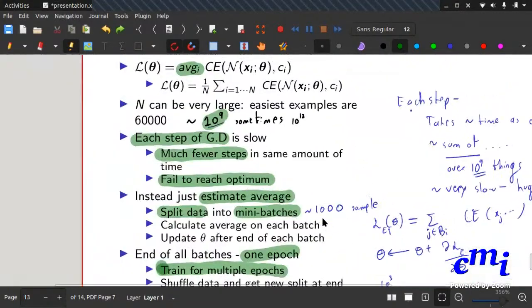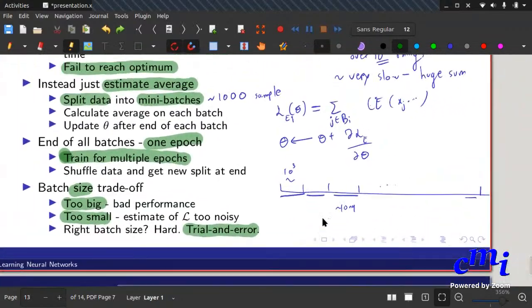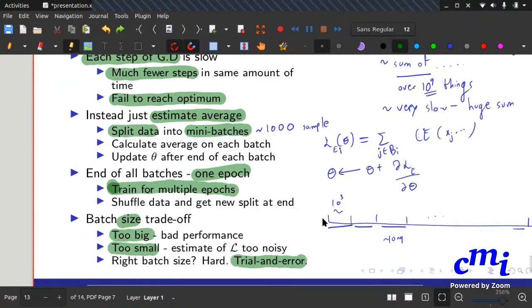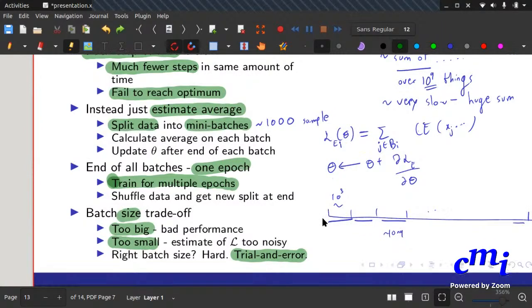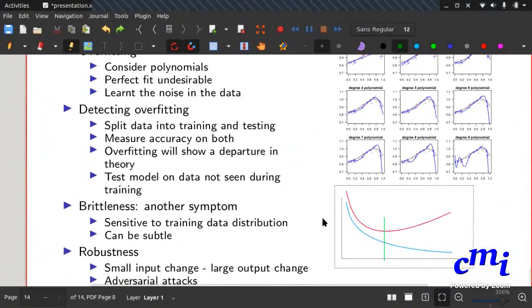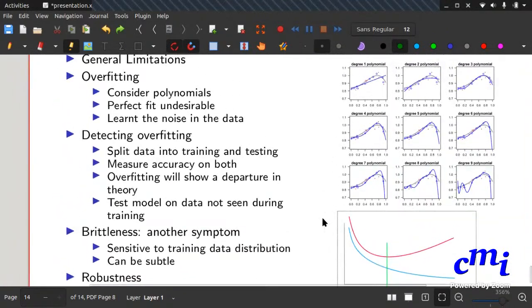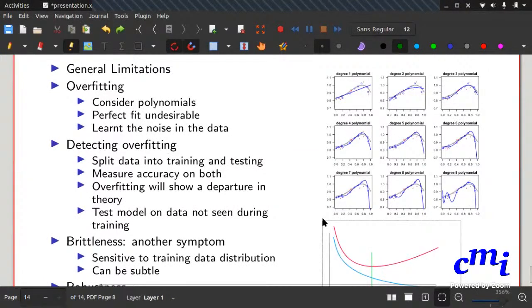So any questions about this? Stochastic gradient descent? Okay. Yeah, go ahead. Please. Yeah. So the... sorry, it's a question? No. Okay, sure. Go ahead.